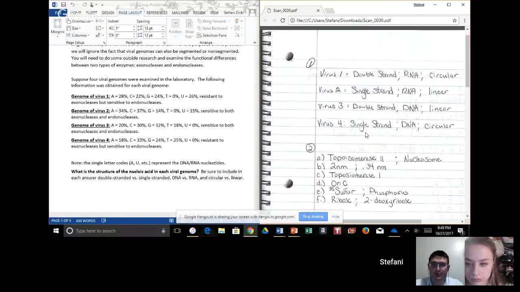Virus 4 is single-stranded. It has thymine, so it's DNA, and it's resistant to the one but sensitive to the other. It's going to be circular.